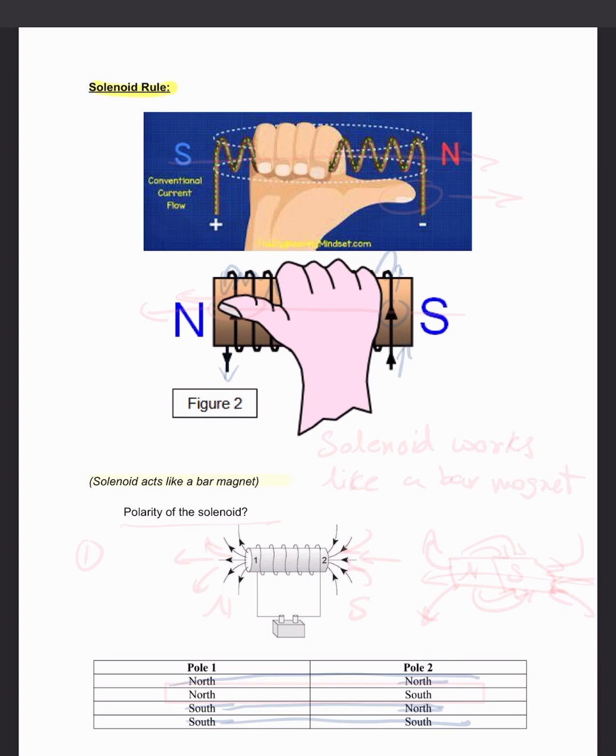Apologies, for the solenoid rule, you wrap your hand around the solenoid, and the way your fingers are going is the way the current is moving through the solenoid's wires, and the way your thumb is pointing towards the north end. As remember with the bar magnet, let's go ahead and look at how magnetic field works around it.